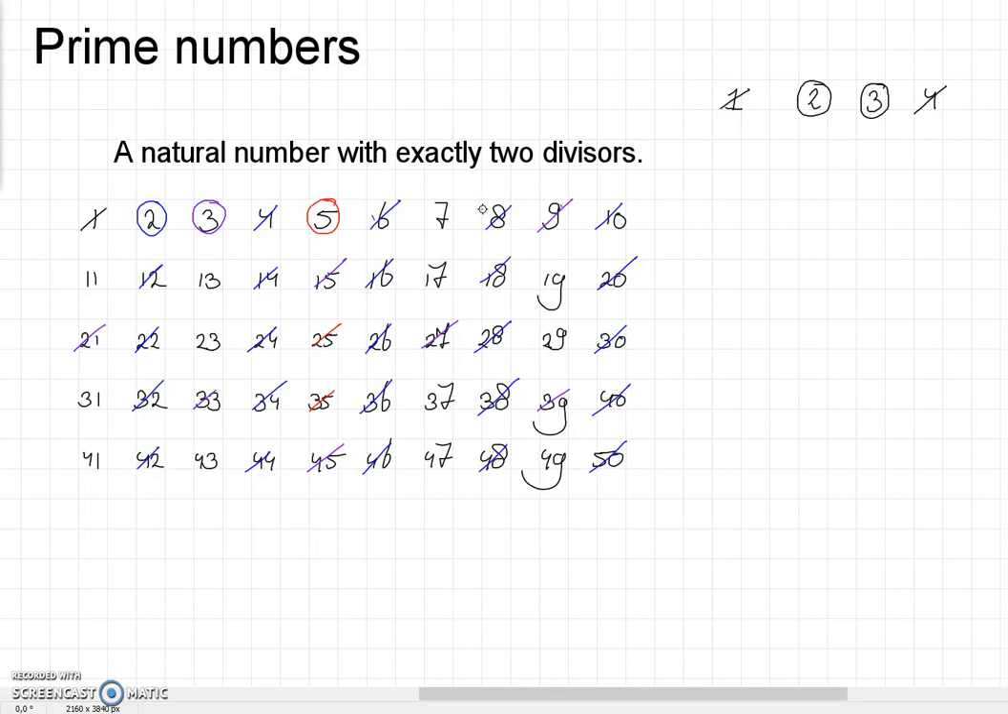And then we look at the number 7. So then 14 and 21 and 28. And eventually all you can cross out is 49, because all the others are already crossed out. Now let's look at the next number, and that is 11. So we have to cross out 22, already done, 33 and 44.